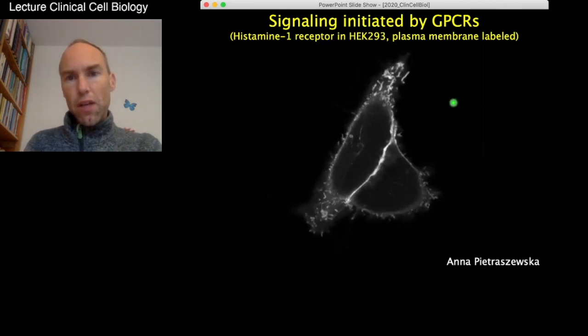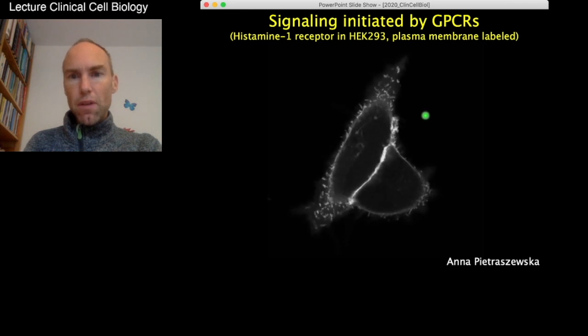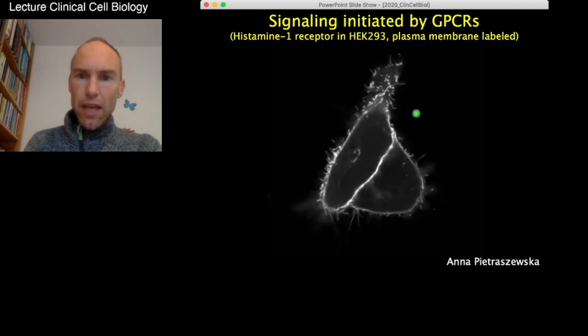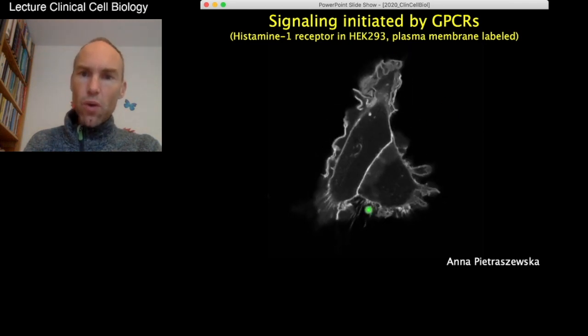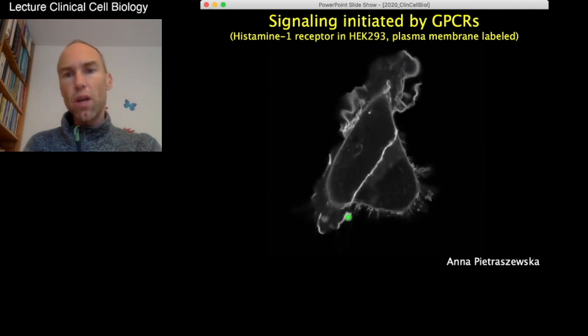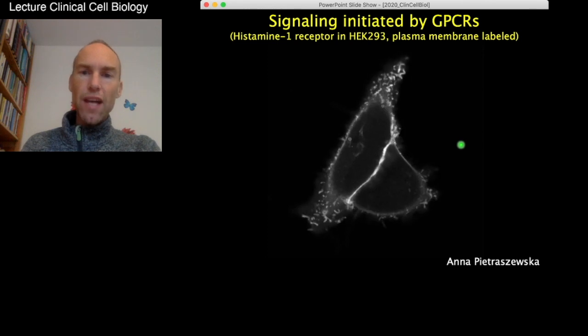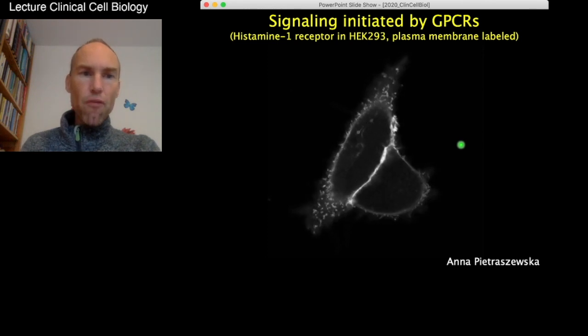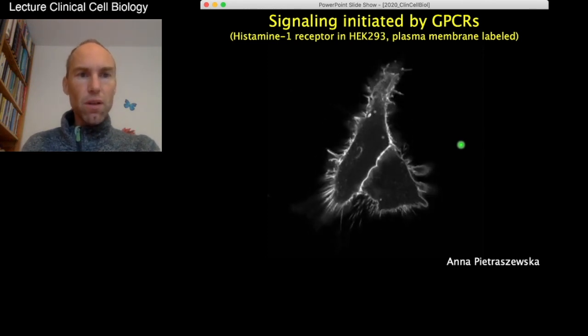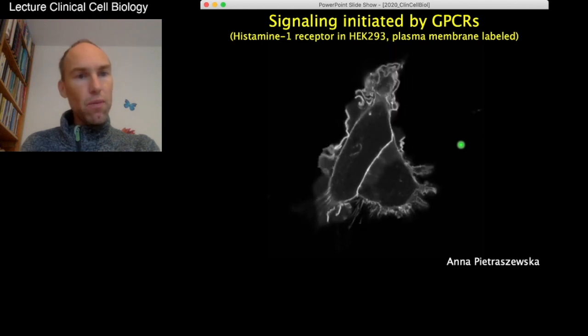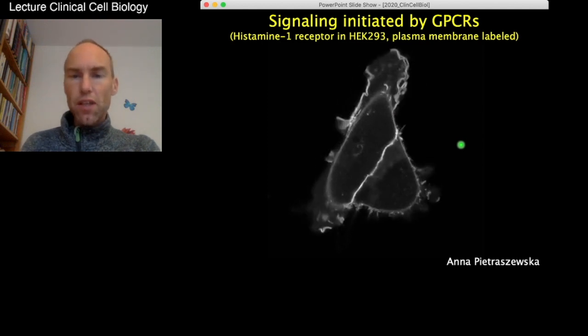So here the cells start to relax again. Now the movie starts to play again. Here the agonist is added, and you see all those membrane changes going on in these cells. So these GPCRs, when you activate them, they have really profound effects on cell morphology. And we think this is quite interesting actually.